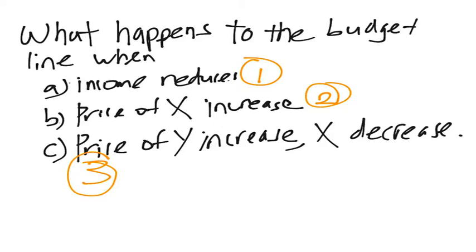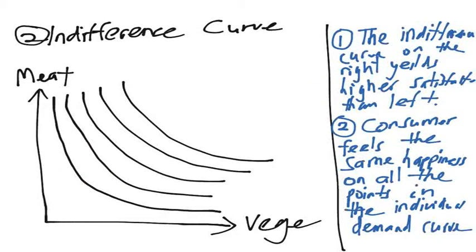Okay, got it? Now we proceed to the next one, the indifference curve. The indifference curve is a curve that shows the combinations of goods that yield the same satisfaction to the consumer. It is not the same as the budget line, because the budget line shows the combinations of goods that the consumer can consume with the given budget, right? The indifference curve shows the satisfaction that the consumer can gain.